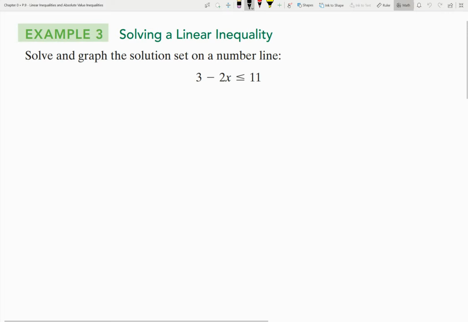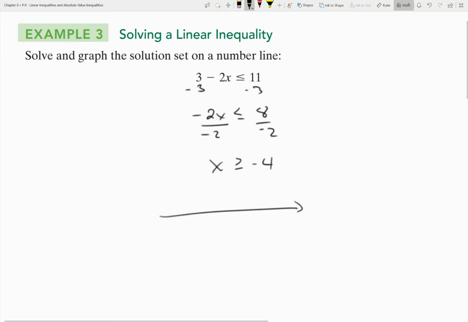So let's solve and graph my solution on a standard number line. And we can do this pretty simply, right? We just isolate the variable. So this is -2x is less than or equal to 8. Divide both sides by -2, which means we now have to reverse the sense of the inequality.